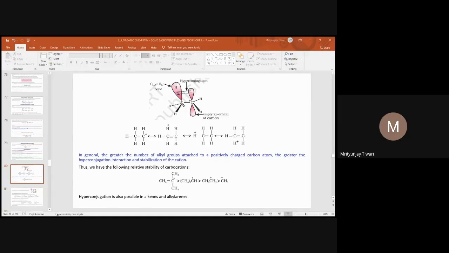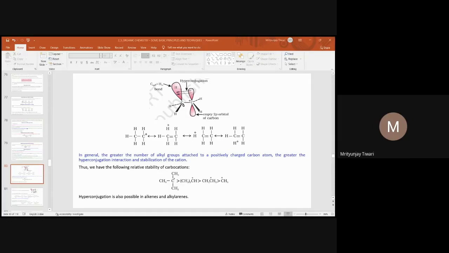So if the number of alkyl groups attached to this carbon is more, then the number of hyperconjugative structures will also be more. In general, the greater the number of alkyl groups attached to a positively charged carbon atom, the carbocationic center, the greater the hyperconjugation interactions or structures, and the greater the stabilization of the carbocation. You see, the positive charge is dispersed over more atoms, and the more atoms it is dispersed over, the more stability we get. And that is why we have the following relative stability of carbocations.